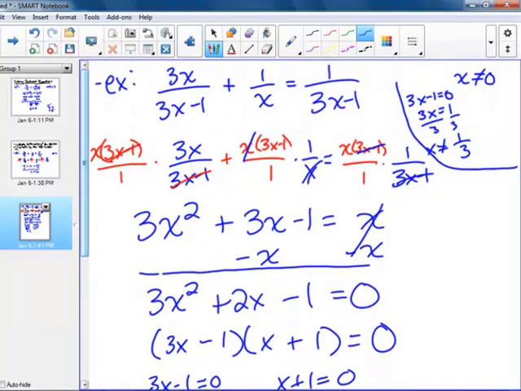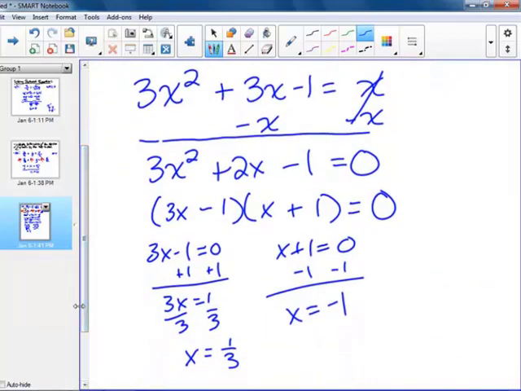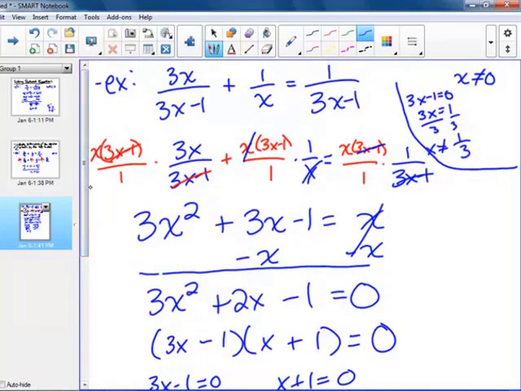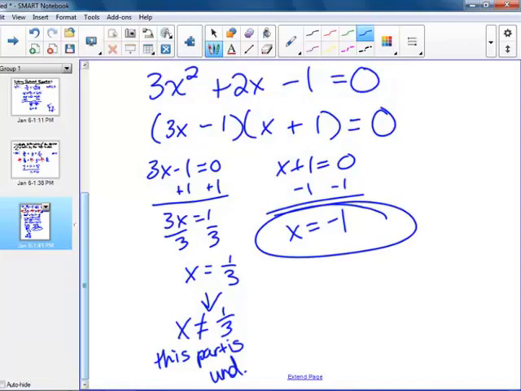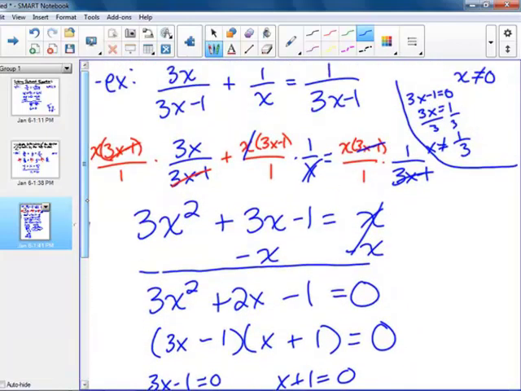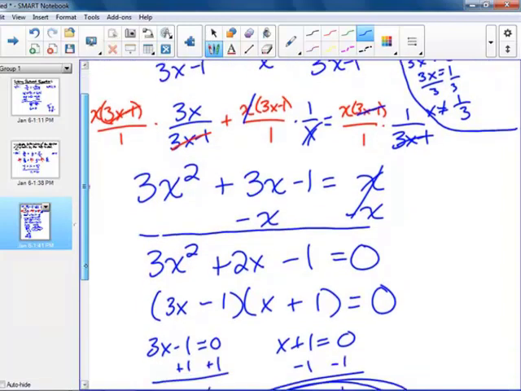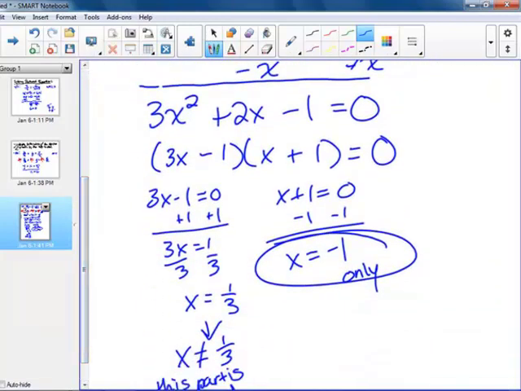So now let's go back and think about if I plug this in though. Remember what we said? X cannot equal 1/3, because if I go back and plug in my first answer of x equals 1/3 into the equation, I'm going to get 0 on the bottom, which is undefined. So x cannot be 1/3. This part is undefined. So my only answer is x equals -1. If I plug -1 back into the original equation, it should work out. So I only get one answer.